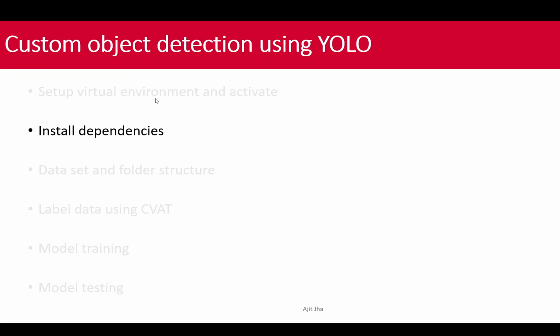After we have set up our virtual environment and activated it, now it's time to install dependencies. To install dependencies, and in particular using YOLO version 8 to detect custom built or custom object detection, what we have to do is that we have to install Ultralytics.